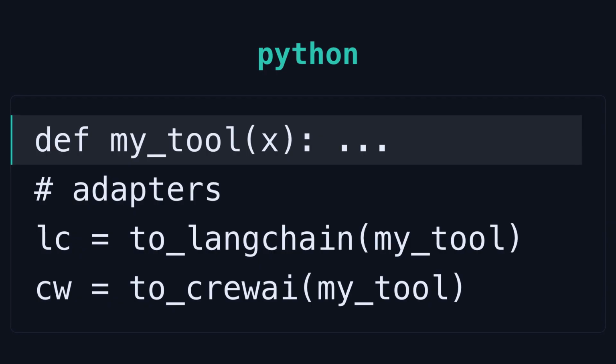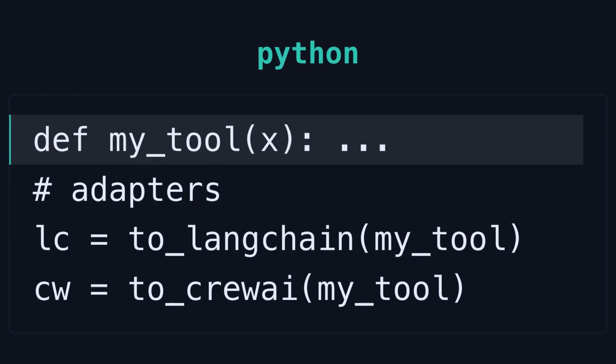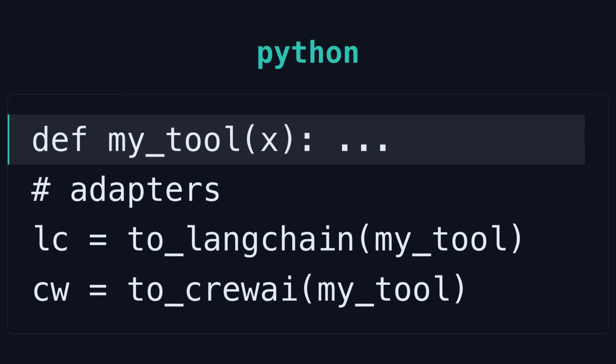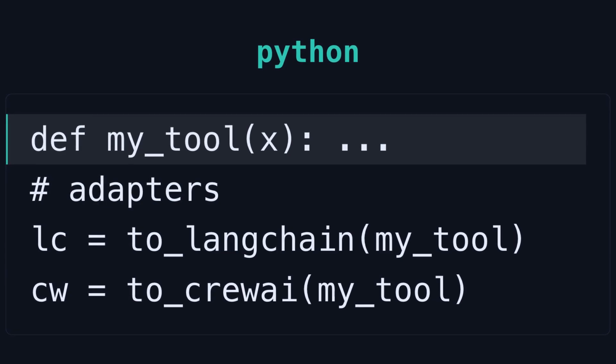Tomorrow I'm building the exact adapter pattern I just described. One tool, wired into both LangChain and CrewAI side by side, with the porting cost measured.